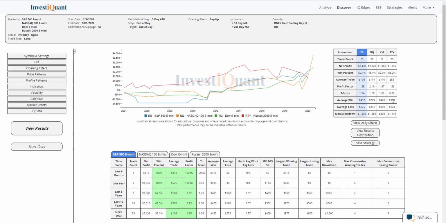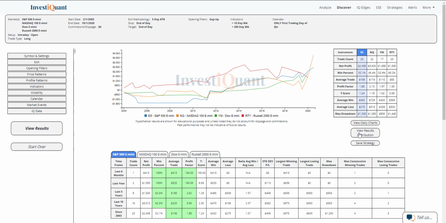And then the Russell, it is not the case. Russell has the strongest win rate, but it is the only one that is reversed, where the average loss is larger than the average win. So win rates as a group, not super strong in either direction. 3 out of 4 have larger average wins than average losses.